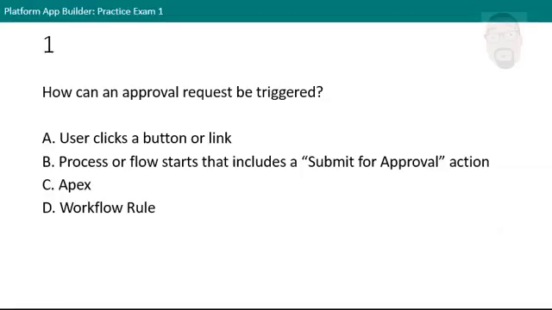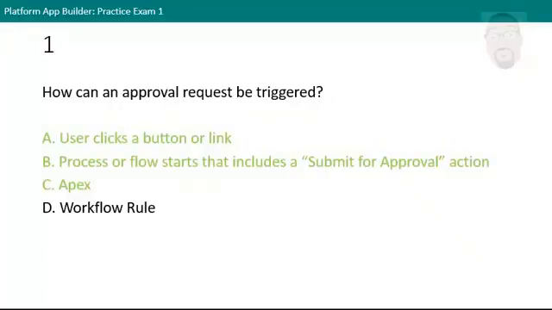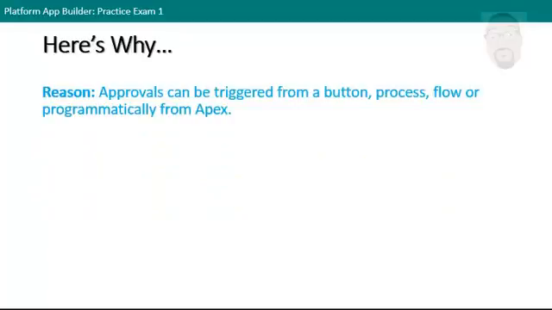How can an approval request be triggered? User clicks a button or link. Process or flow starts that includes a submit for approval action, or Apex. Approvals can be triggered from a button, process, flow, or programmatically from Apex.